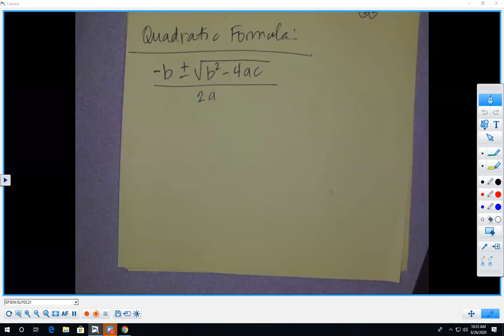Yes? Is it the only formula we're going to be giving for the comp exam? You'll get the slope formula too.